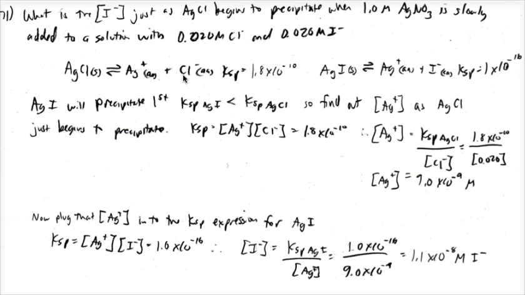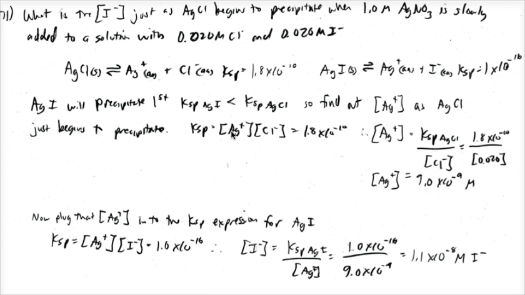AgCl will dissociate to Ag+ and Cl- with a Ksp of 1.8 times 10 to the negative 10th. And you also have AgI, silver iodide solid, dissociating to Ag+ and I- with a Ksp of 1 times 10 to the negative 16th. Comparing those Ksp values, because the Ksp of AgCl is greater than the Ksp of AgI, AgI should precipitate first as a lower value. So your task is to find out what the silver concentration will be as the AgCl just begins to precipitate, and then you can work to find out what will happen with the iodide.